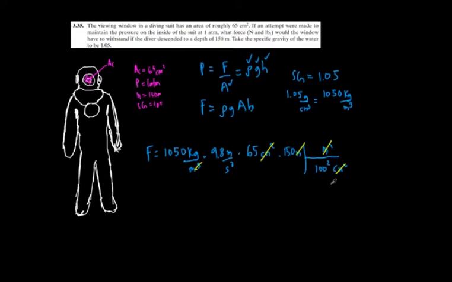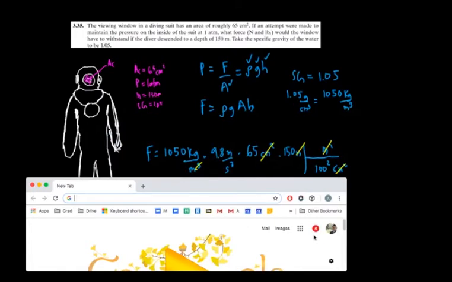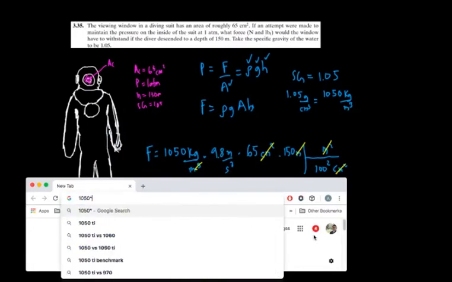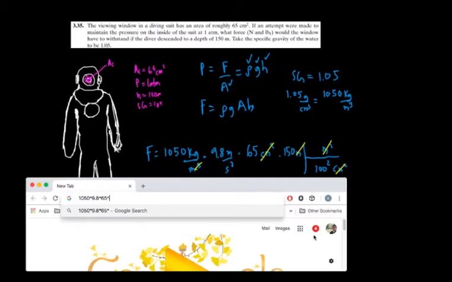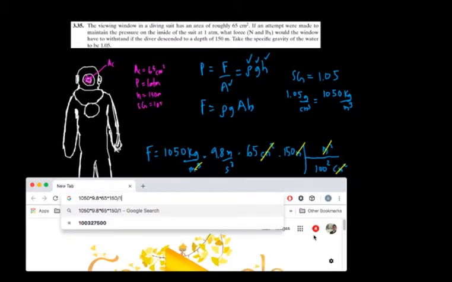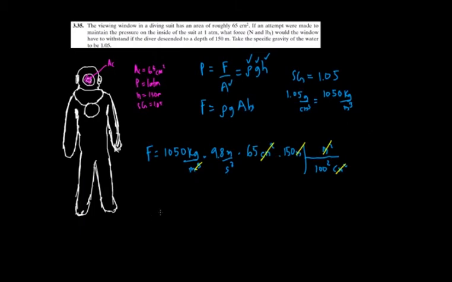So all we have to do is multiply this out. Here we have 1,050 times 9.8 times 65 times 150 divided by 100 squared. That is pretty much 1 times 10 to the 4. So the final answer is 1 times 10 to the 4 newtons.